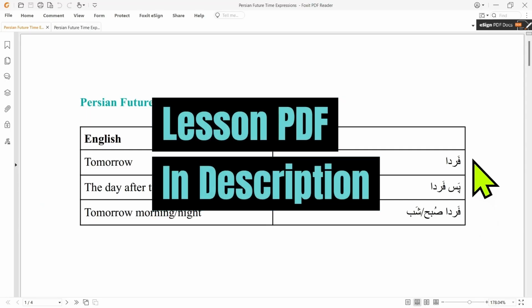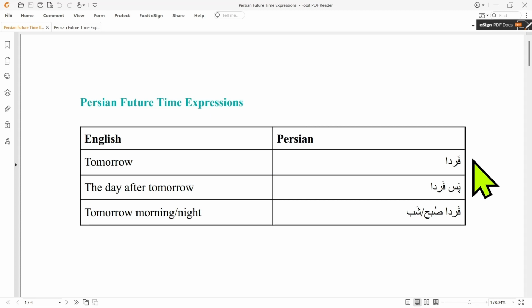Today we're going to focus on the most common future time expressions in Persian. Let's start with the basics. Tomorrow in Persian is farda. The day after tomorrow is pas farda. Tomorrow morning is farda sobh. And tomorrow night is farda shab.